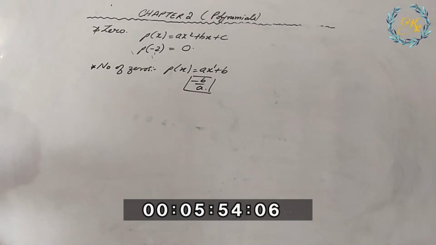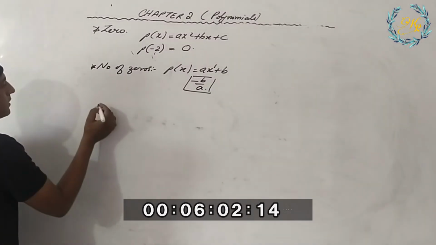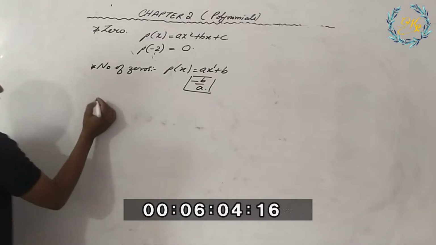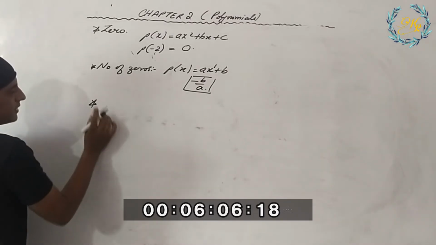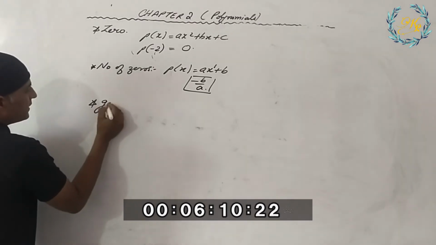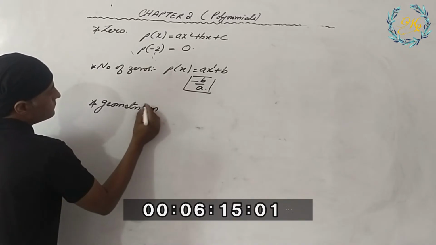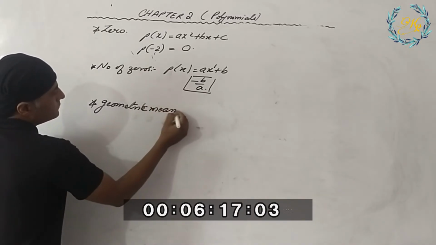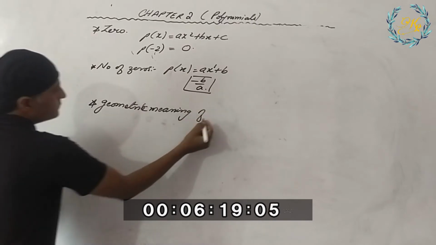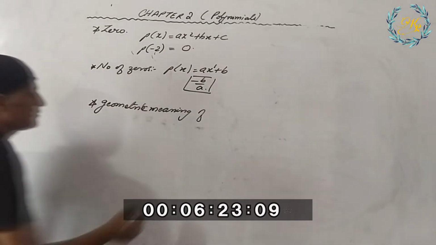Okay, now next is geometric meaning. We don't need to go deep into that, but we would know different types of graphs when you are obtaining a line, right? So you write here: geometric meaning of zero.